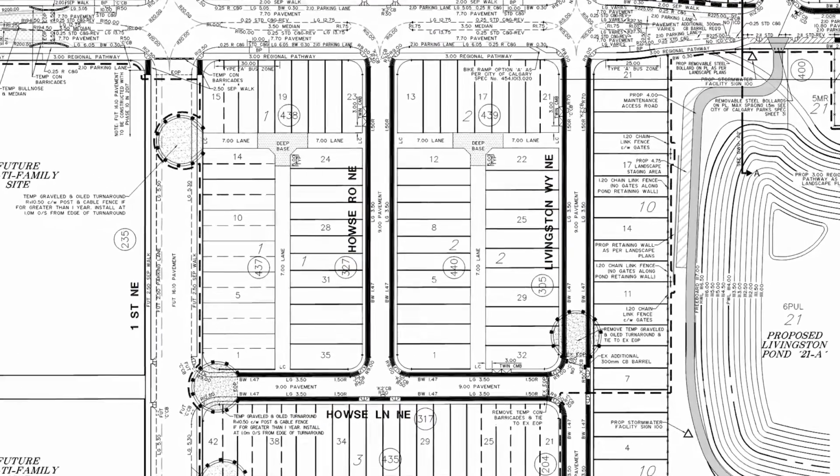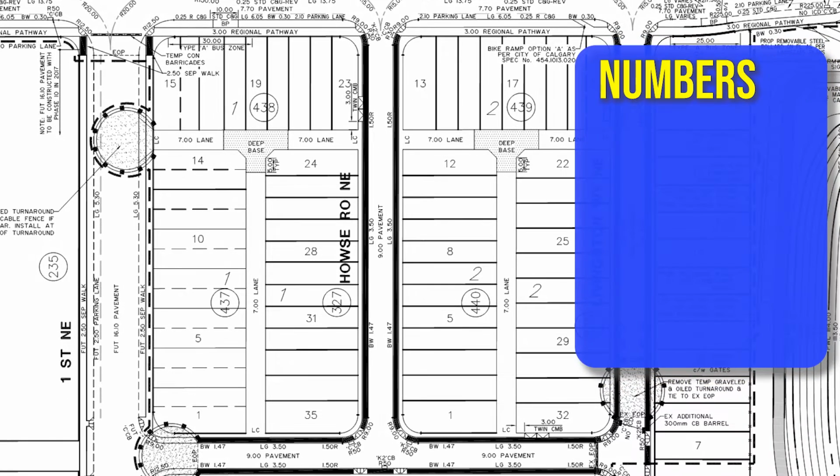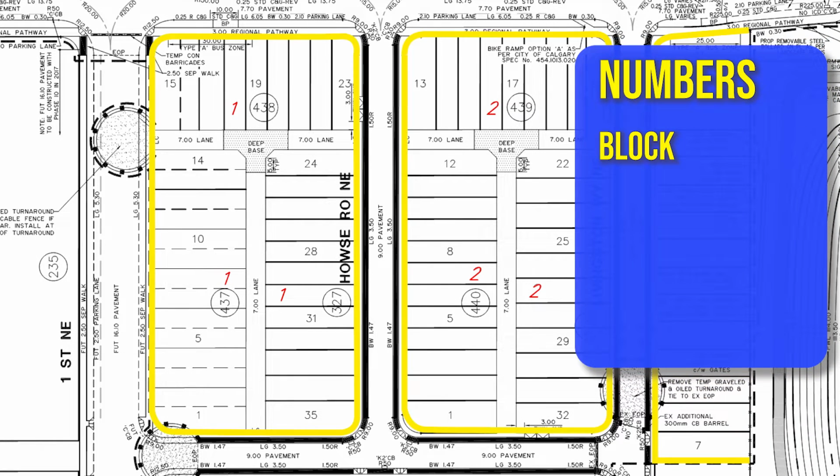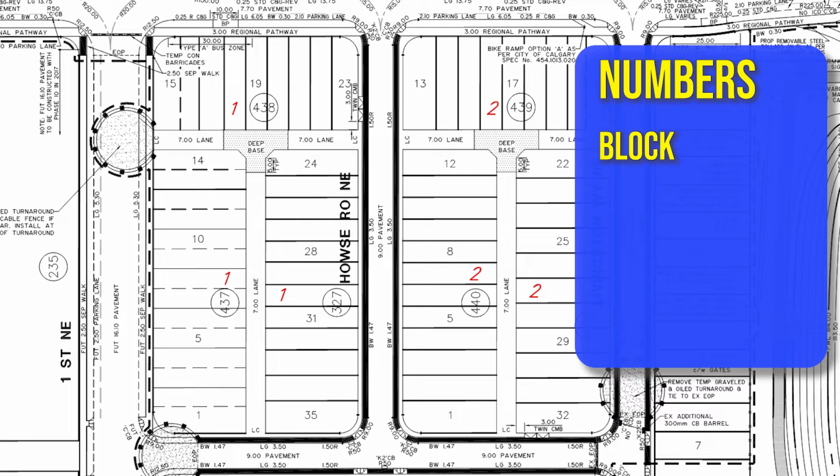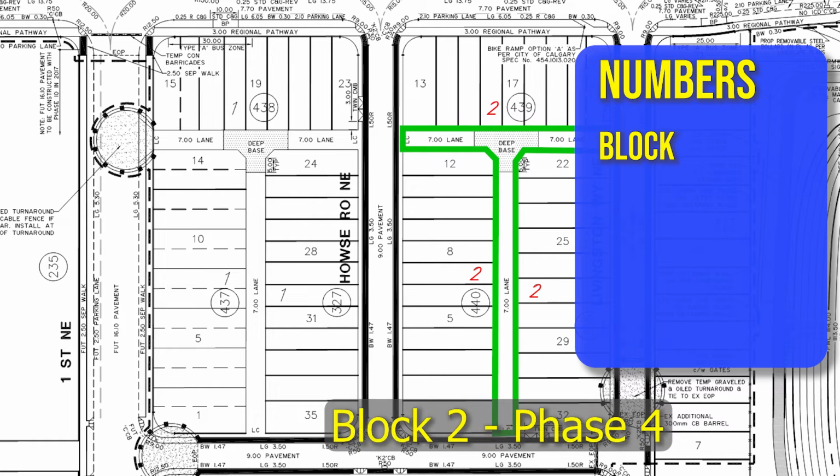Let's start with the numbers we see on the drawing. Block numbers have no circle and give a name to areas surrounded by roads and/or parks. These are used by engineers to plan utility needs. These are helpful when you are referring to the location of a specific lane. Lanes do not have names like streets and roads do, and therefore it is helpful to say the lane in a particular block number. For example, this lane is in Block 2 of Livingston Phase 4.